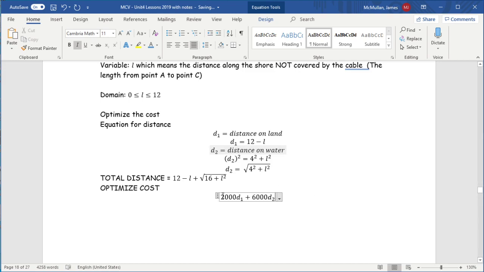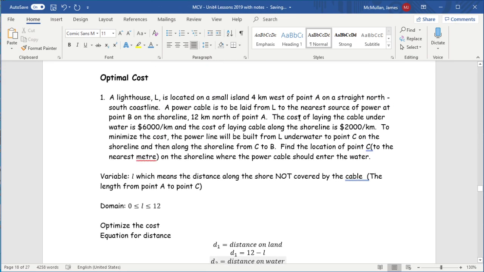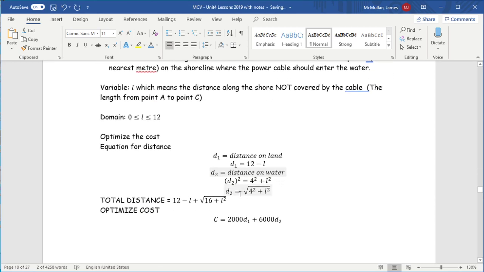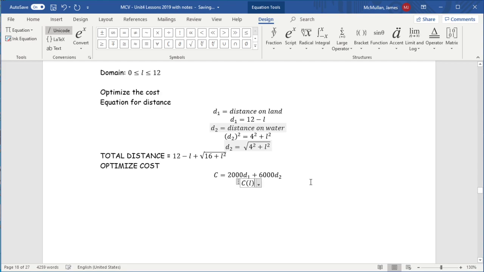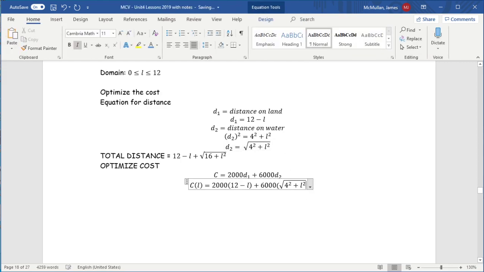And again, where is this coming from? The cost is equal to whatever distance you're going along land times 2,000 and whatever distance you're going along water times 6,000. So that's where I get 2,000 D1 plus 6,000 D2. So let's write a cost equation that only uses L as a variable. 2,000 times (12 minus L), plus 6,000 times the square root, let's just copy paste this. Okay, and that's my cost equation, and that's all I need to minimize in order to get the answer.